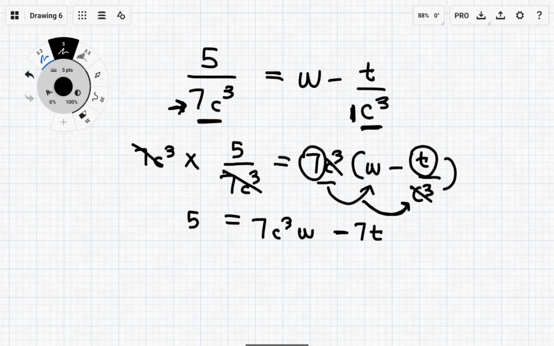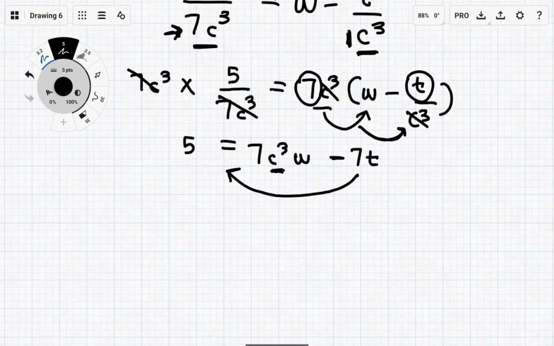Now because we are making c the subject of our formula, we need to make sure that c stays on one side and the other terms go on the other side. So we can take this negative 7t to the other side. Now we have 5 plus 7t, which is equal to 7c cubed multiplied by w.